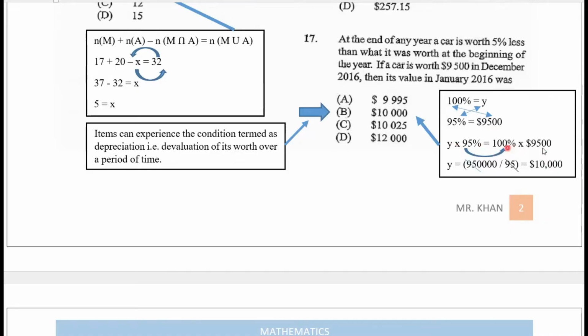So it will be 100 by 9,500, which is 950,000. In other words, just add the 2 zeros at the end. And then you divide by the 95% below. Cross out the 95s, you remain with what? 95 into 95, 1. 95 into this, we end up with 1. So it's 1 with 4 zeros, that's 10,000 dollars. That is B.